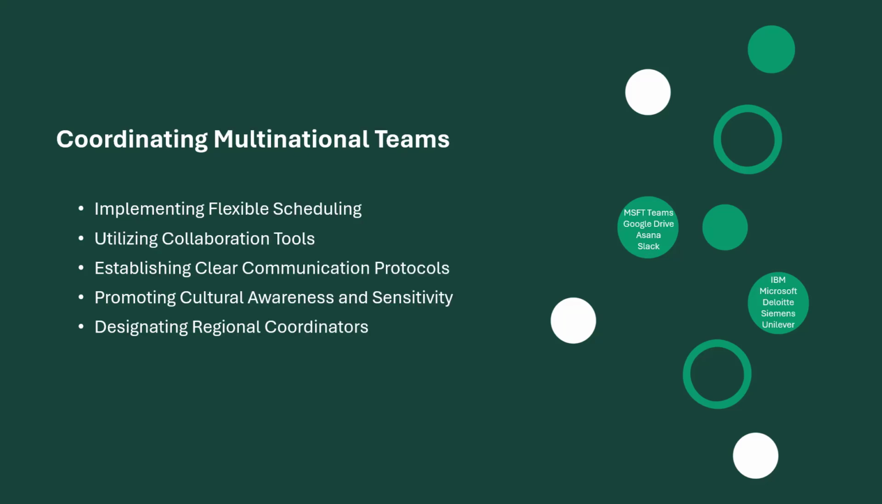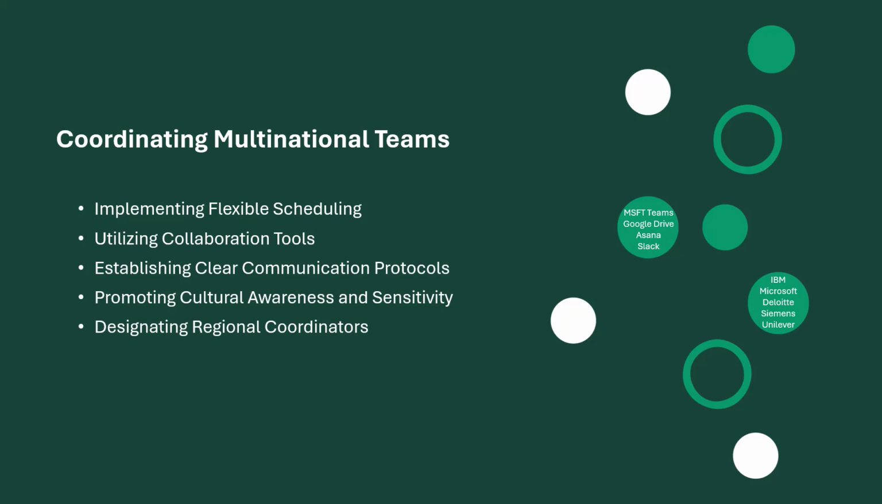Like project management, coordinating multinational teams is not an easy task. Strategies for effectively doing this include flexible scheduling, collaboration tools, clear communication protocols, cultural awareness again, and regional coordinators perhaps. Using flexible scheduling to accommodate different time zones, ensuring that meetings and deadlines consider the working hours of all team members would be a good start, obviously. Rotating meeting times, like I said, can help distribute inconvenience, perhaps equitably, at least better than having the same time slot, same day every week type stuff.